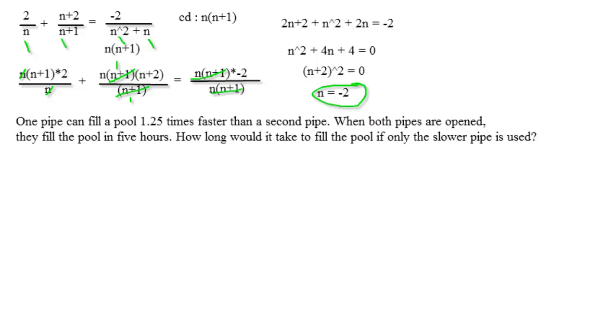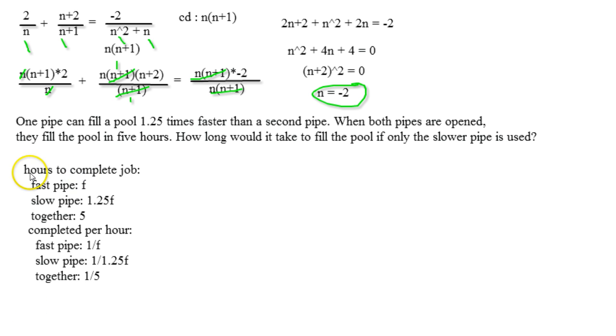So one pipe can fill a pool 1.25 times faster than a second pipe. When both pipes are open, they fill the pool in 5 hours. And how long will it take to fill the pool if only the slower pipe is used? So first off, you need to convert to rates. Alright, so hours to complete the job. The fast pipe completes it in F amount of hours. The slow pipe completes it in 1.25 more hours than F. So that's why we have the 1.25 F. Together, that's about 5 hours.